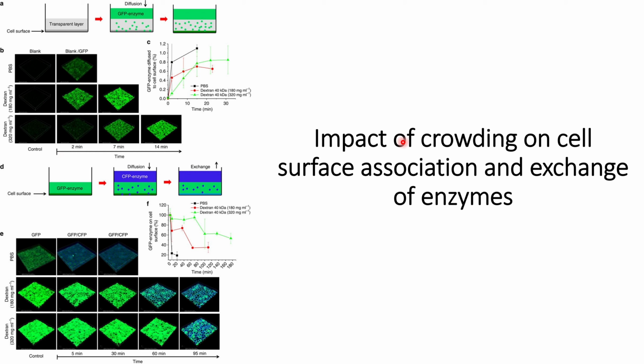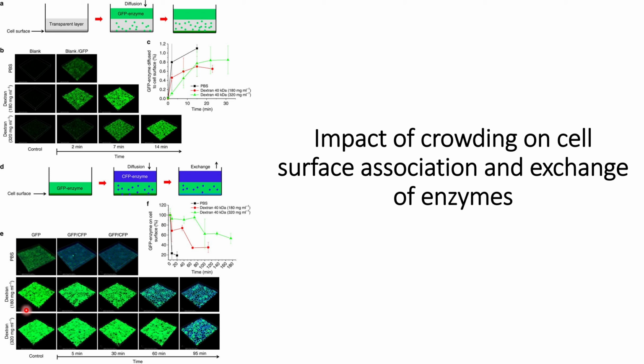Thereafter, they wanted to check the impact of crowding on the exchange of enzymes. In this case, they took a cell surface, and this time they directly put these GFP enzymes and then put another enzyme, that is CFP enzymes, and checked the diffusion of the CFP enzymes into the GFP. For the PBS, we can see that after 5 minutes, all the layers are covered with CFP, indicating that the exchange of enzymes is highest for the PBS.